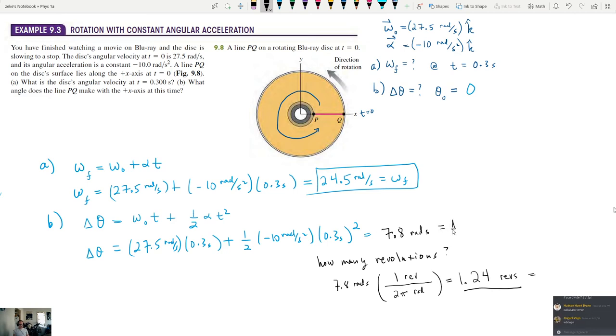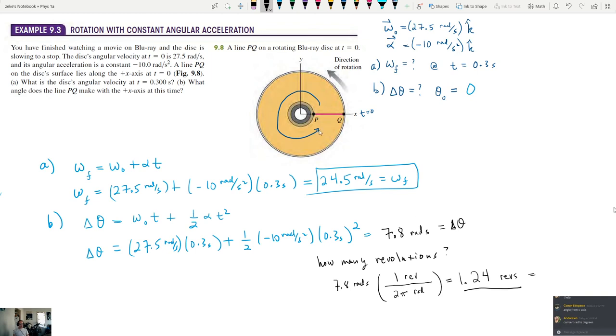So we could write it either way depending on how it asks. But that's not really what the question asks, right? What does the question ask us to calculate? I'm sure this happens a lot in your homework problems. It didn't ask us to calculate revolutions, and it actually didn't even technically ask us to calculate the change in angle. It wants, what do I need to do then? The angle from the x-axis, exactly.